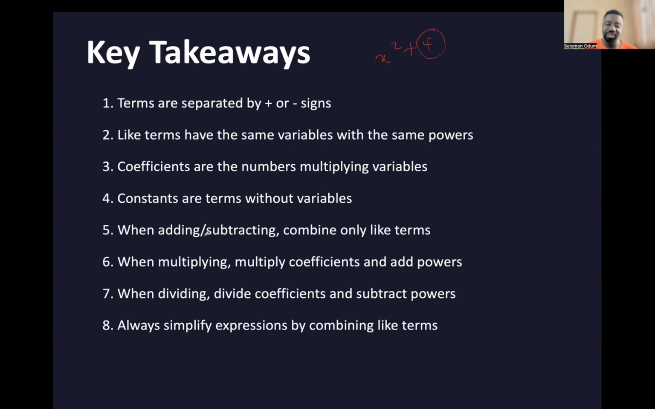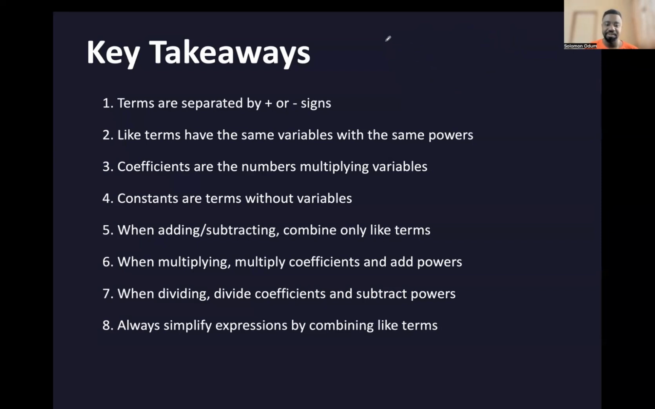When adding or subtracting, combine only like terms. So if you have x squared plus 4x plus 3x, x squared cannot combine with 4x. But 4x and 3x are both like terms, so we're going to have x squared plus 7x.